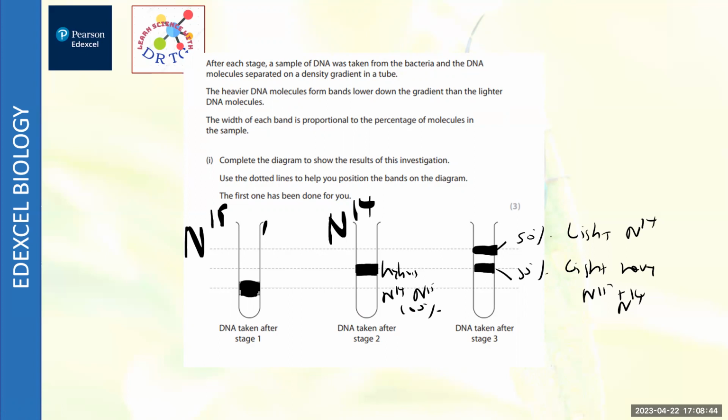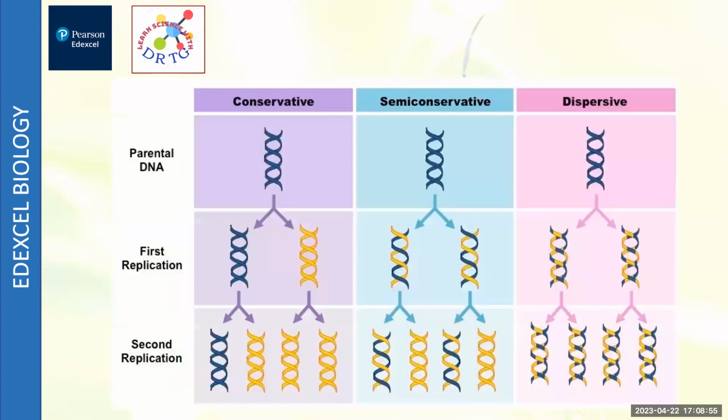Now this is the one Meselson and Stahl did to prove that DNA replication happened in a semi-conservative method. But before that, scientists also proposed other models. What are the other three models? Conservative, dispersive method.